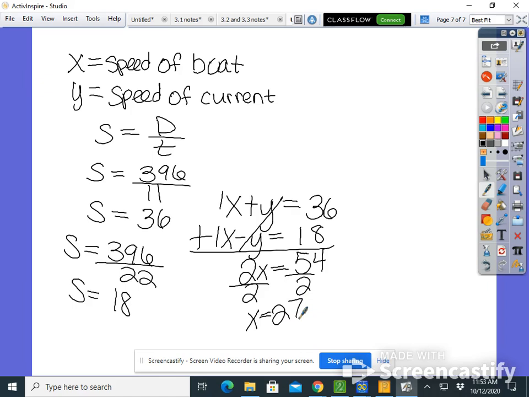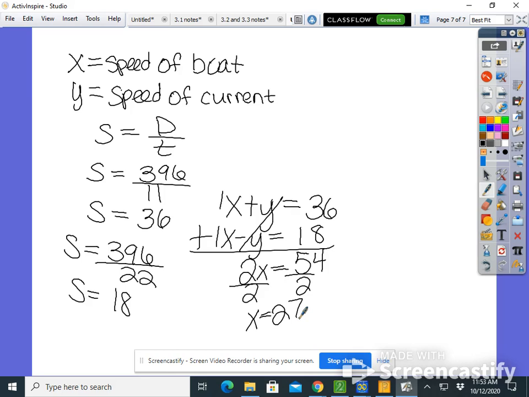But you said it slows you down. Well, the boat's still going to go 27 miles per hour, but it's going to be slowed down by the current. The current's still going at the same rate, but since you're going upstream, you're going slower.